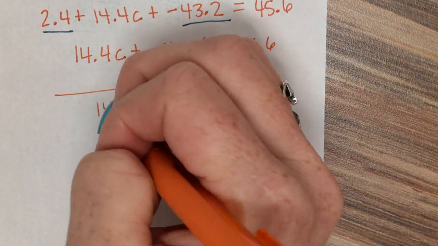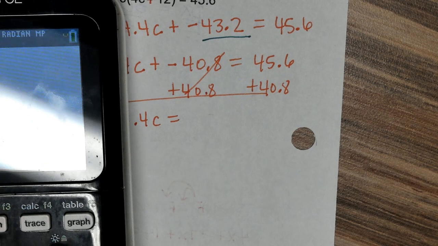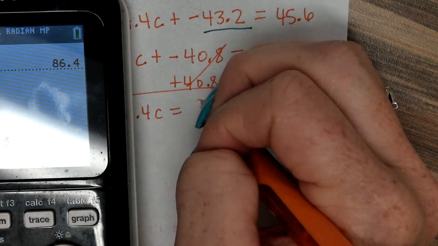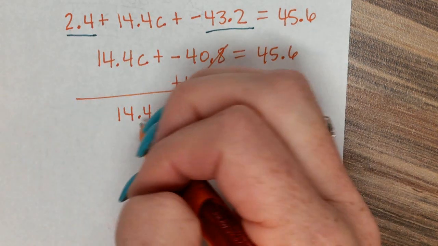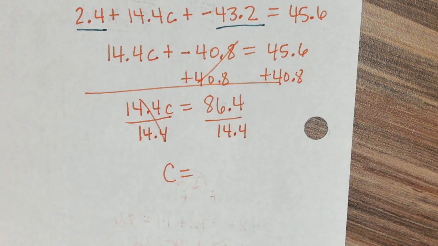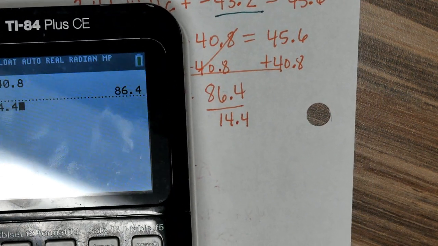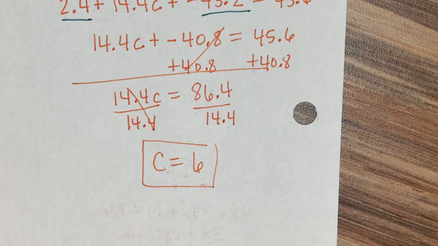So I have 14.4C equals 45.6 plus 40.8 is 86.4. I'm going to divide both sides by 14.4. And I get 6. So decimals, I feel like you just need to slow down a little bit so you don't make a mistake and use the calculator, okay? All right, let's look at the word problem.